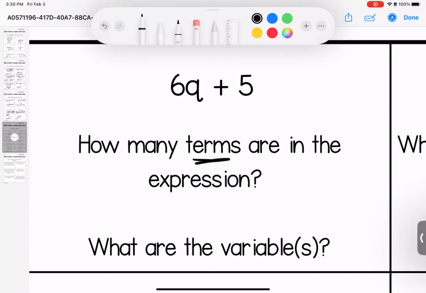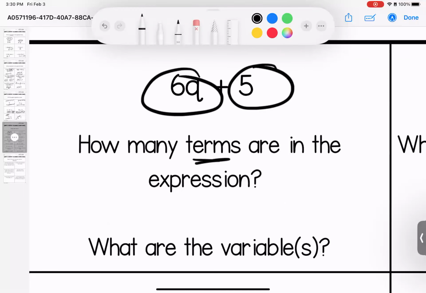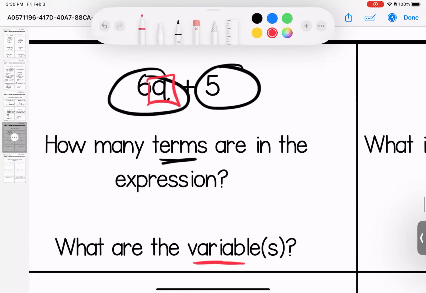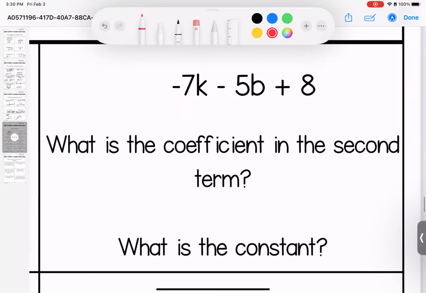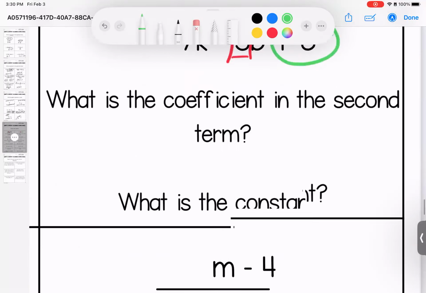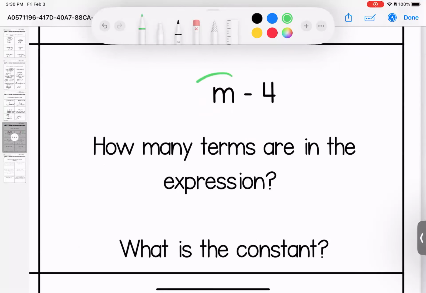How many terms are in the expression? We have 1, 2 terms. And what are the variables? The variable is Q. What is the coefficient in the second term? The coefficient is that sticky number. That's my coefficient. What is the constant? 8. Constant doesn't change.